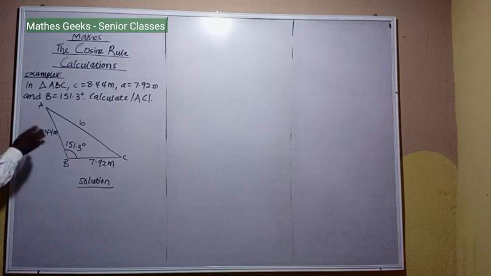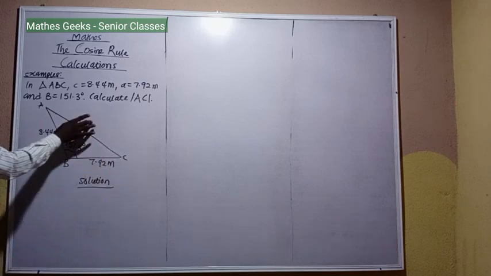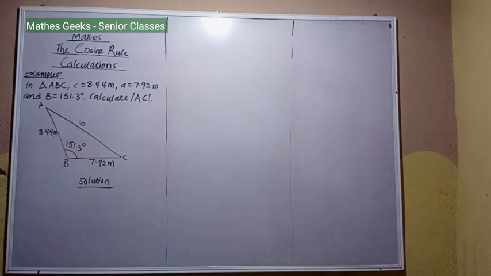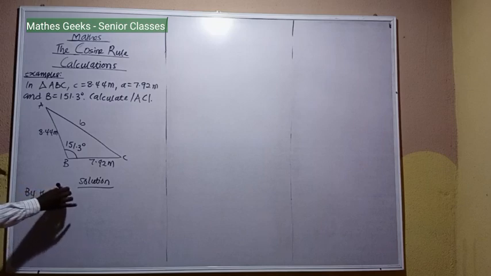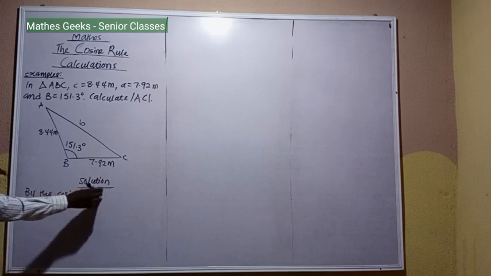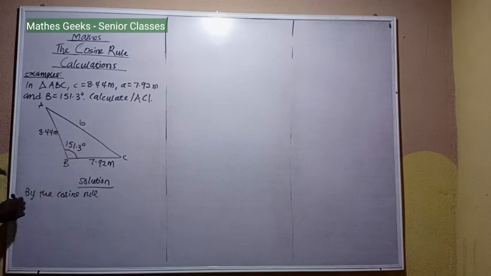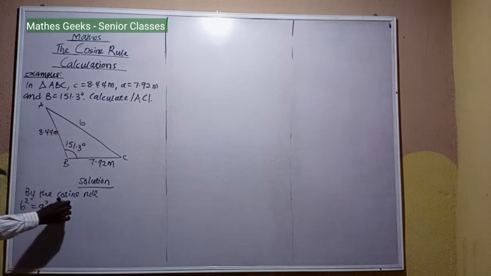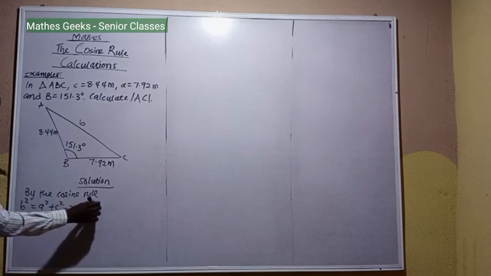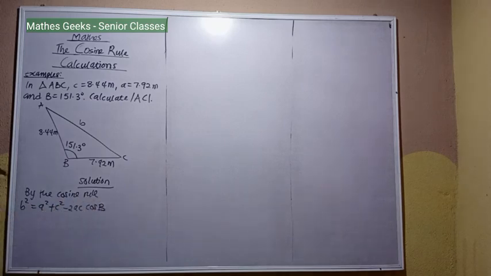Let's look for line AC. Calculate AC. AC is a side of the triangle, so it fulfills the cosine rule. So we're going to say, by the cosine rule, b squared is equal to a squared plus c squared minus 2ac cos B. So let's put the values into the formula.